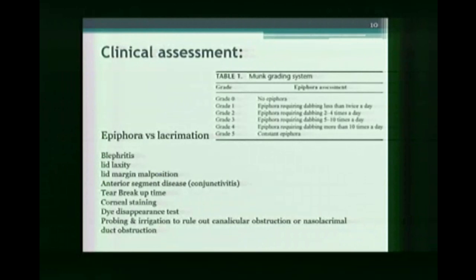This is the most common modality to grade epiphora. It's called the Munk grading system. It's not a practical one for you and me to use in daily practice, but it's important for studies and research, where grade 0 is no epiphora and grade 5 is constant epiphora.